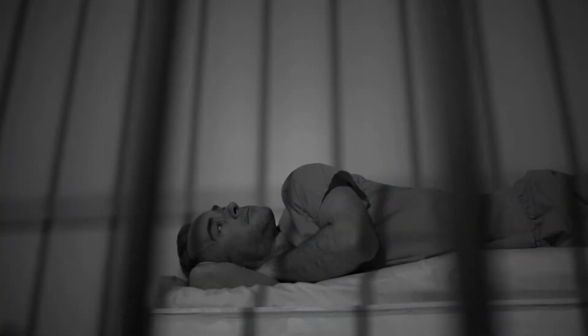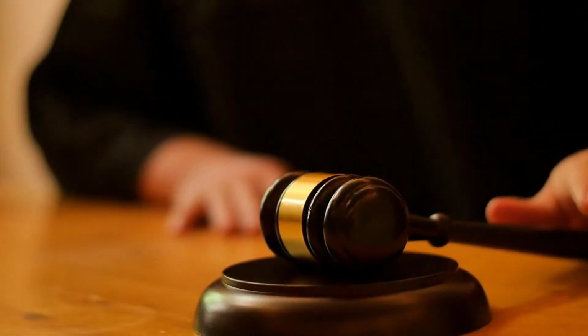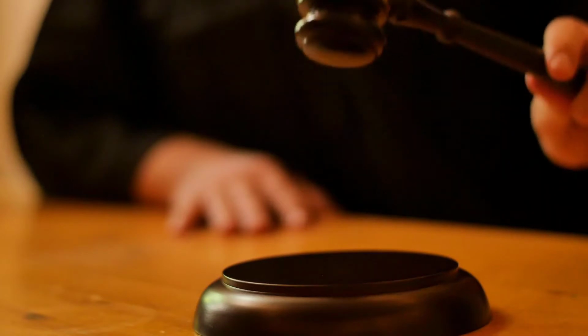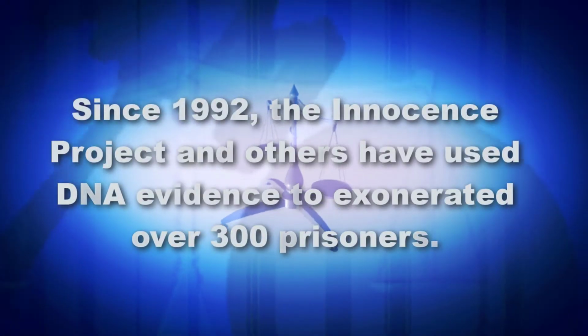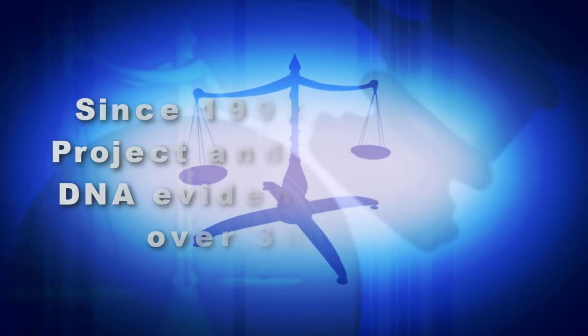But DNA evidence alone is not enough to get a person out of jail. The case must also be re-examined by a judge, along with lawyers representing both sides of the case. Since 1992, the Innocence Project and others have used DNA evidence to exonerate over 300 prisoners, including 18 who were on death row, one of whom was only 5 days from execution.